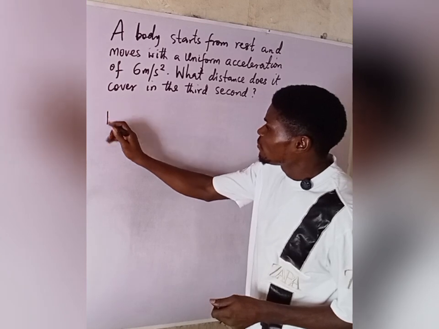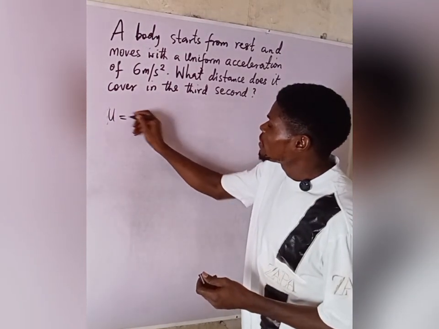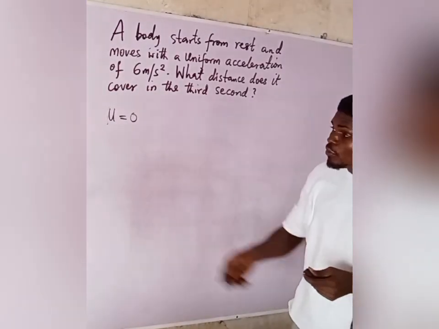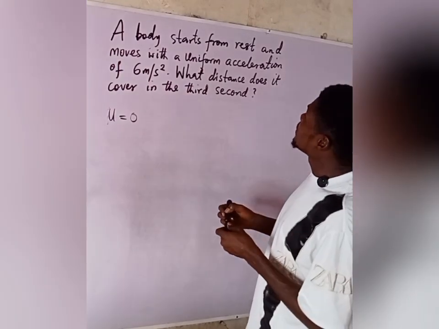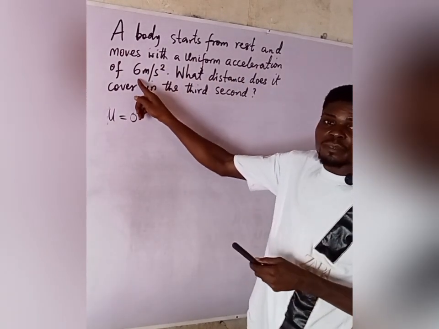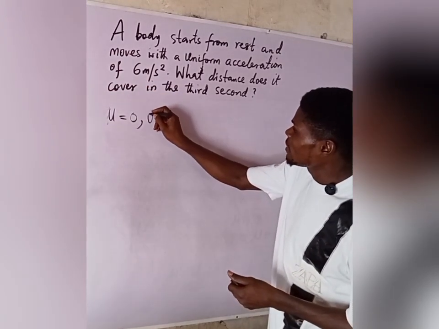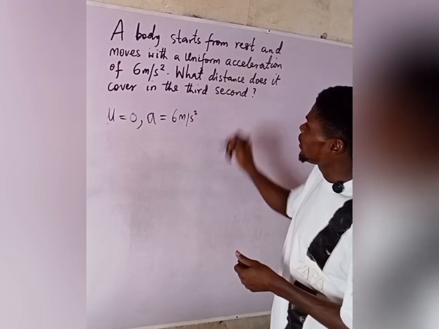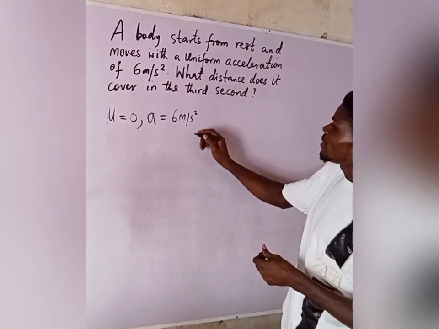Let's say, when a body starts from rest, of course, the initial velocity u is equal to 0. It wasn't moving before, so the initial velocity is equal to 0. Then it says that this body moves with a uniform acceleration of 6 meters per second squared. Acceleration a is equal to 6 meters per second squared. They said, what distance does it cover in the third second?